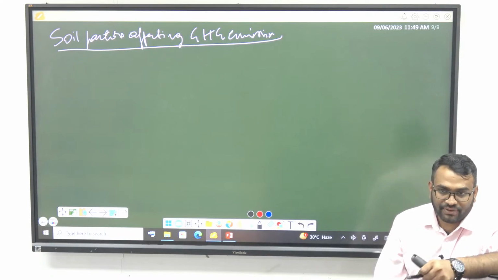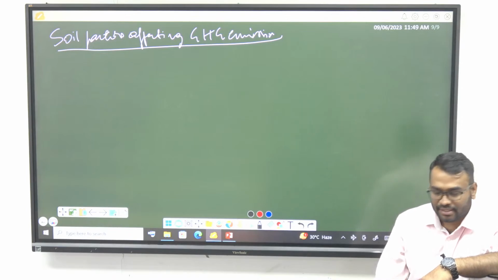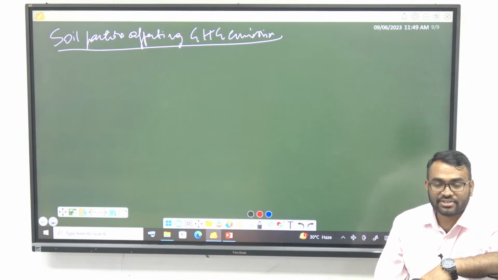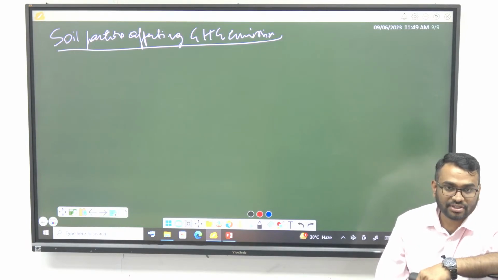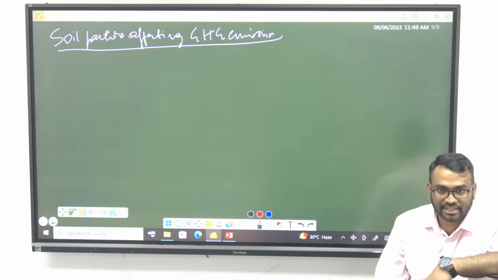Among the anthropogenic factors, one is tillage. Tillage emits carbon dioxide into the atmosphere. Then, for example, there is the application of fertilizers. If irrigation is not done properly, there are volatilization losses and denitrification, and again it is emitting to the atmosphere.